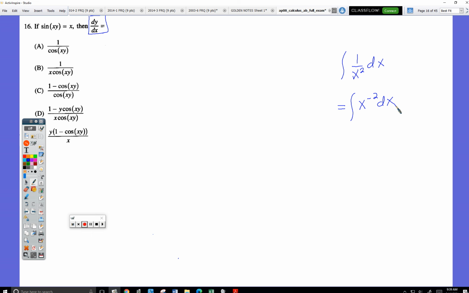So they want the derivative of, they want dy dx, which means what I need to do is apply the derivative operator to both halves. So I get d over dx of sine of xy is equal to d over dx of x.